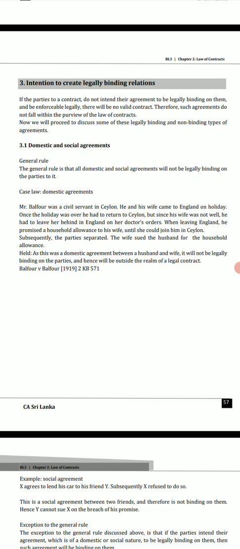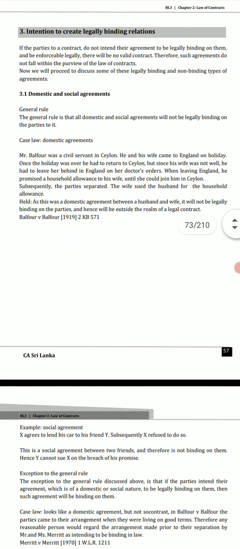So in this case, the wife came to England on holiday. Once the holiday was over, he had to return to Ceylon, but since his wife was not well, he had to leave her behind in England on doctor's orders. When leaving England, he promised a household allowance to his wife until she could join him in Ceylon. Subsequently, the parties separated. The wife sued the husband for the household allowance. It was held that as this was a domestic agreement between husband and wife, it would not be legally binding on the parties, and hence would be outside the realm of legal contracts.